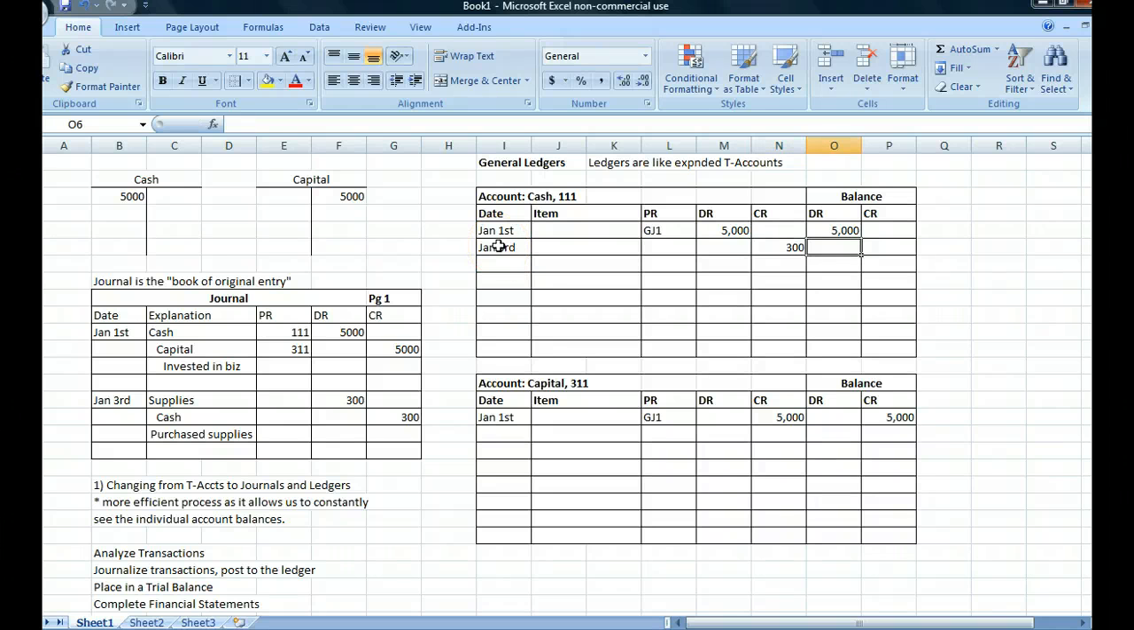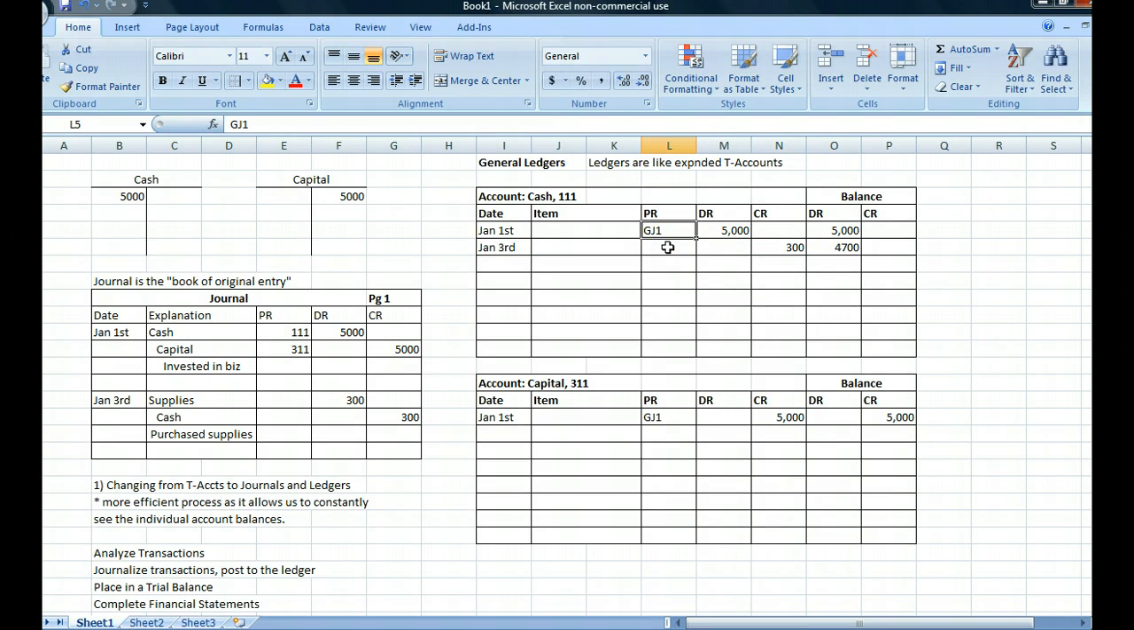So let's see how the idea of the running balance works. Now I've used $300, so now my cash balance is not $500. 5,000 minus 300 is equal to 4,700. So now that's my new balance in cash. It would basically match your checking account at this point.